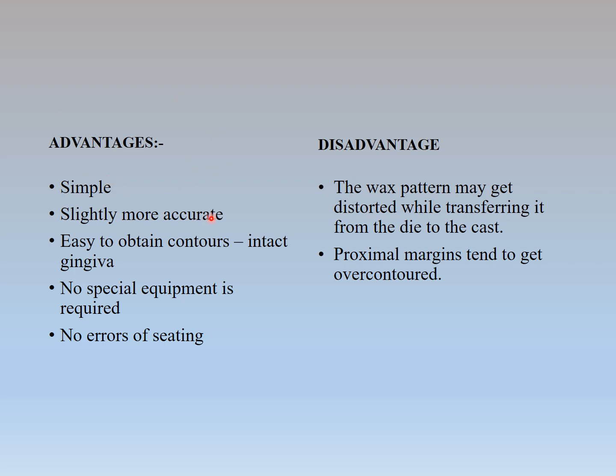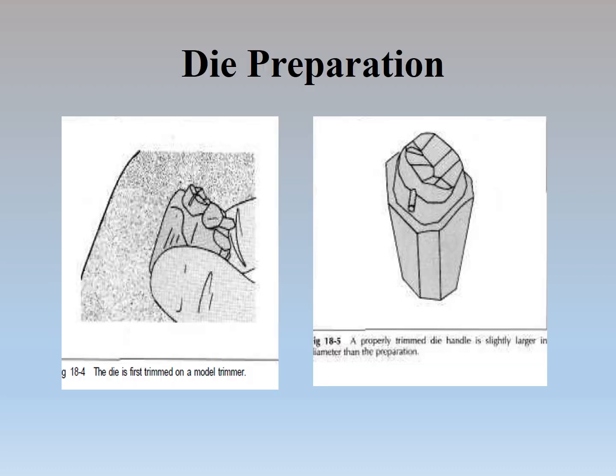Advantages of this technique: it is simple, slightly more accurate, easy to obtain contours, intact gingiva, no special equipment required, no error of seating. Okay. Disadvantage is the wax pattern may get distorted while transferring from the dye to the cast. Proximal margins tend to get over contoured sometimes. Okay. So how do we prepare dye?